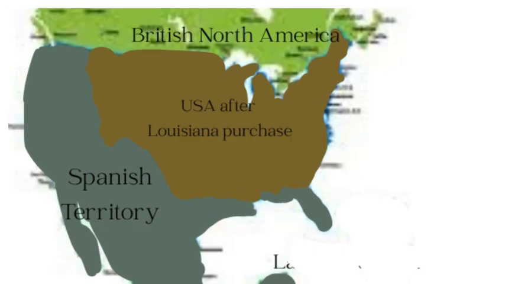Now let's talk about how the USA got Florida. In 1819, the United States of America signed a treaty with Spain. It was called the Adams-Onis Treaty, or simply the Florida Treaty. Spain agreed to give Florida to the USA. Why? Because Spain was weak and couldn't control the area anymore.